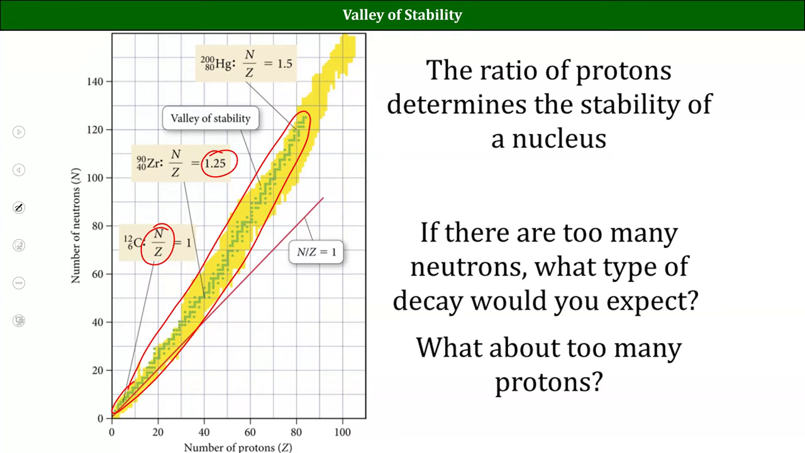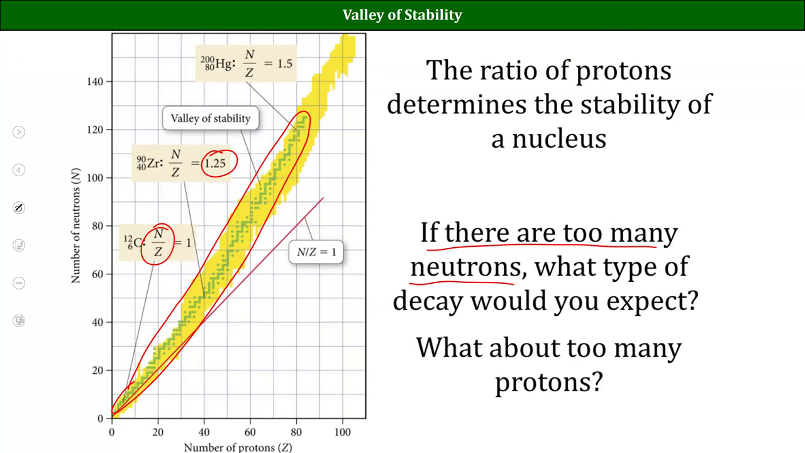Which side of the valley of stability you're on will dictate whether it's going to go through alpha particle emission, beta particle emission, or positron emission, because you're trying to get to the bottom of the valley. If you're in the yellow, you're up on the hillside on either side of the valley, trying to get down to the more stable states. So if you have too many neutrons and not enough protons, what type of nuclear reaction would we expect to see?